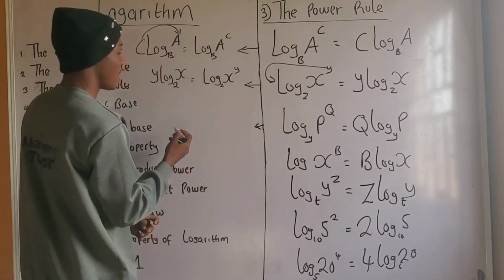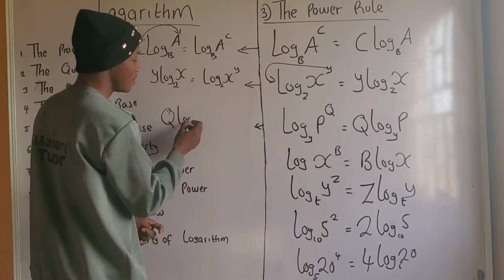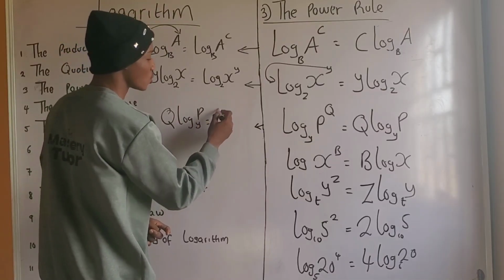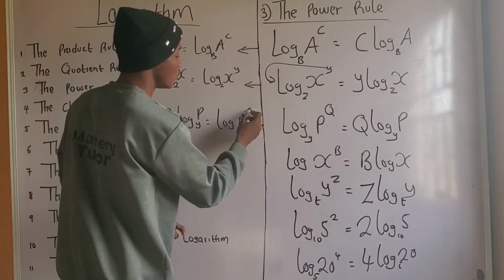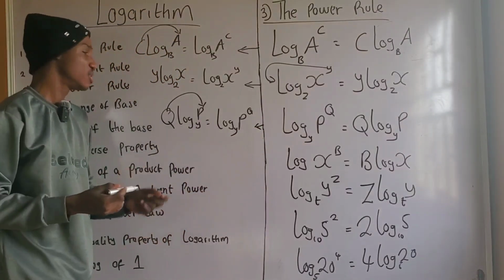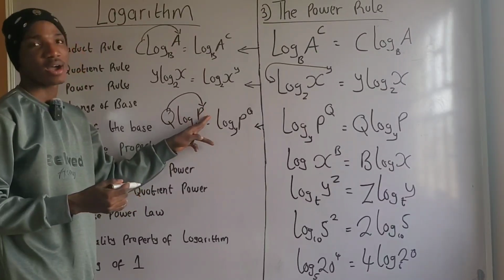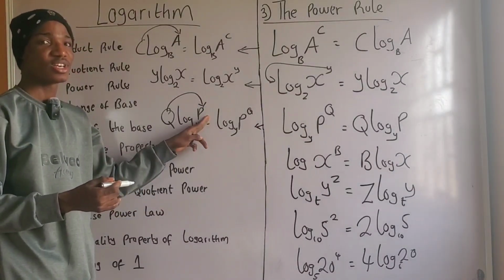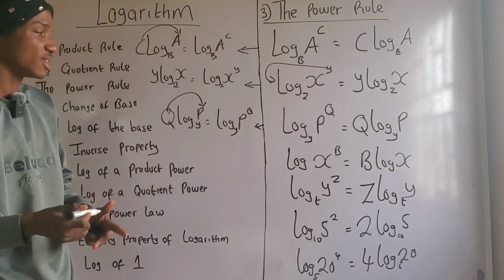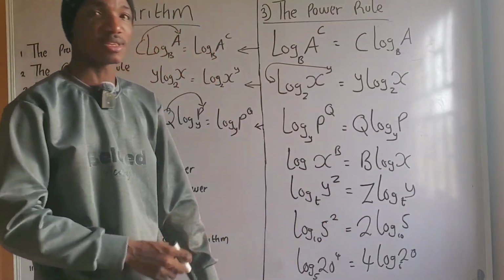This one also can be reversed. Q multiplied by log P base Y will be equal to log P to the power of Q base Y. Do you understand? The power that is multiplying the log here becomes the power of the log again. So it's just as if reversing the case. I want you to attempt this: reverse this case, reverse this, and the others like that.